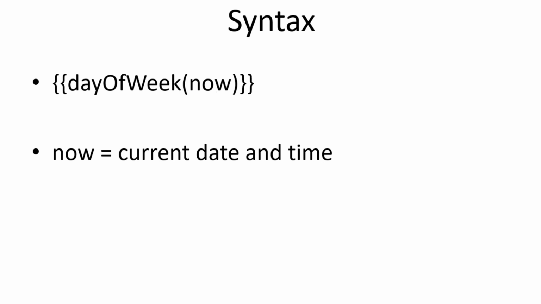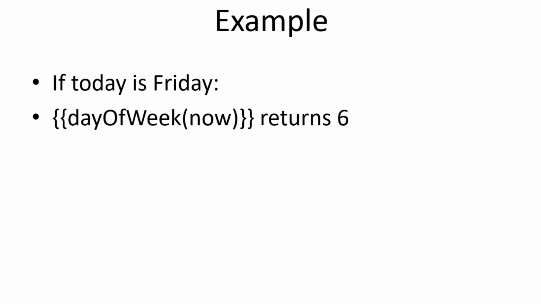Okay, so here we have given now, which gives you the current date and time. Now if today is Friday, and you give it like this, day of week now returns 6. We all know today is Tuesday, so the day of the week will be 3, right? Sunday, Monday, Tuesday. Okay, perfect.